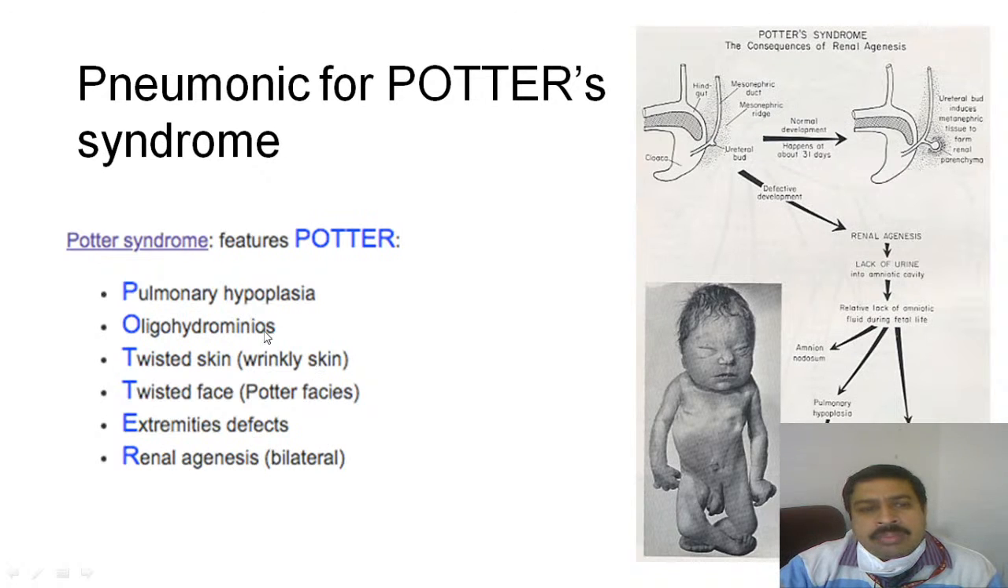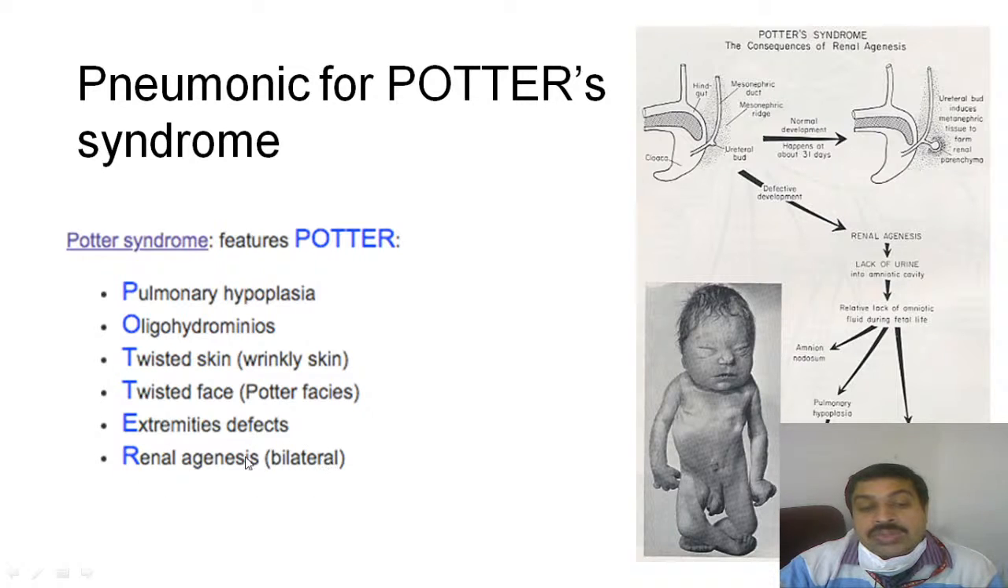Just to elaborate on that a little bit more, so P is for, you can just remember it, pulmonary hypoplasia, oligohydramnios, twisted skin, or it looks like skin of an old man, twisted face, that is the Potter facies, abnormal facies, extremity defects, club foot, because there is oligohydramnios, restricted space for this fetus to grow, and therefore it will have club foot. Renal agenesis, of course, is the prime cause here.